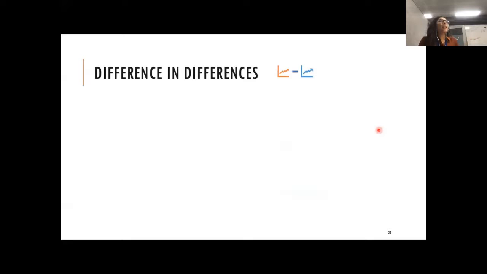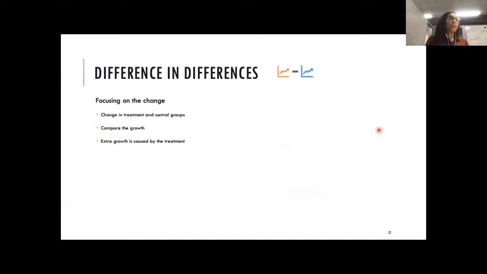So the next method is difference in difference. This method focuses on the change that participants and non-participants experience, so those in the treatment and those in the control group. How much do they grow? And then we are going to compare them.